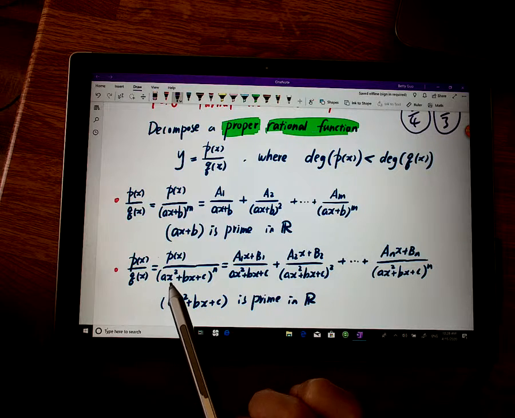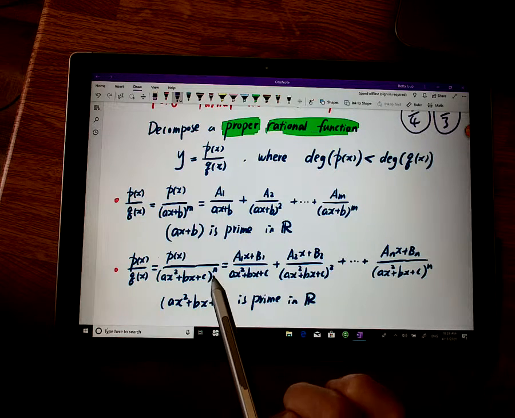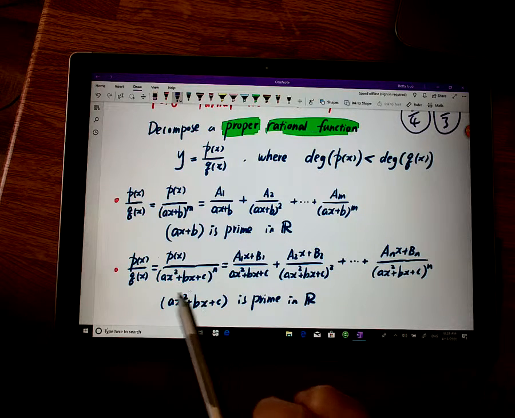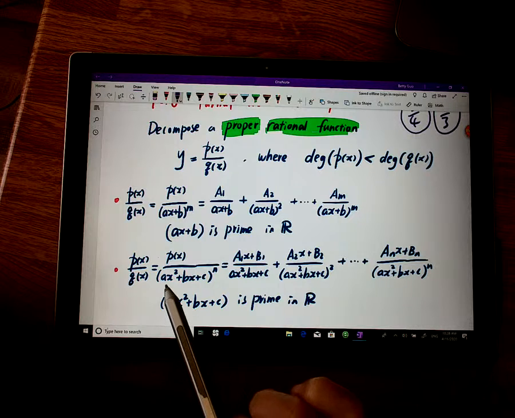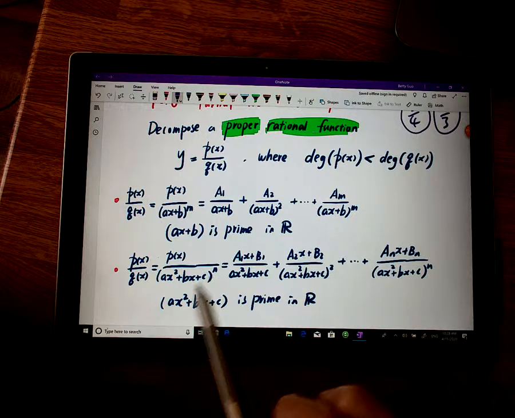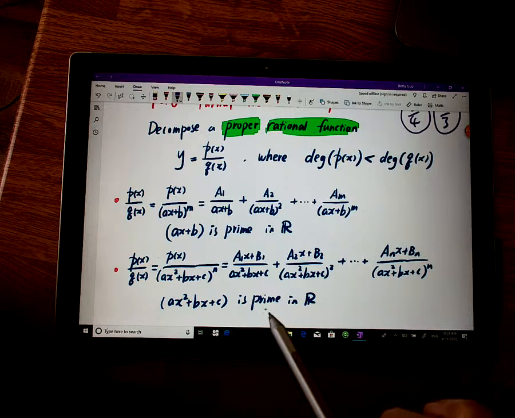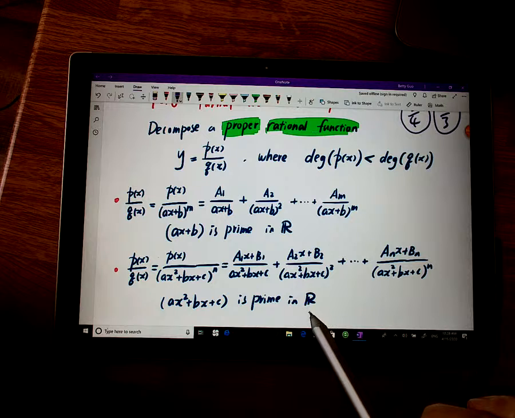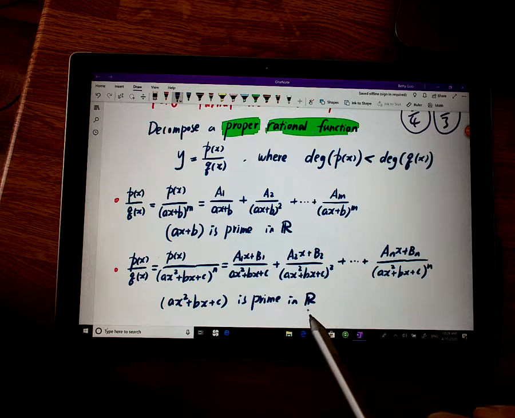Sometimes the denominator of the rational function is a power of a prime trinomial. Look at the denominator here: ax squared plus bx plus c to the power of n. Ax squared plus bx plus c is prime in the real number set. We are not talking about the complex number set. We learned in chapter 4 that if we consider solutions in the complex number set, then any quadratic equation would have two solutions, right? But we are talking about the real number set.